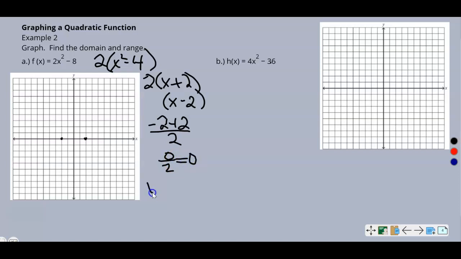So my y would be 2 times 0 squared minus 8. Again, I'm just plugging this into the original equation. 0 squared is 0. And then, oh, I put my parentheses in the wrong place. I wondered what I was doing here. Hold on one second.